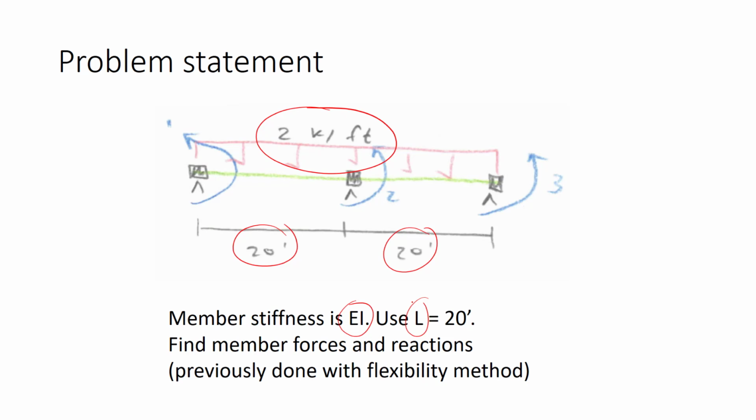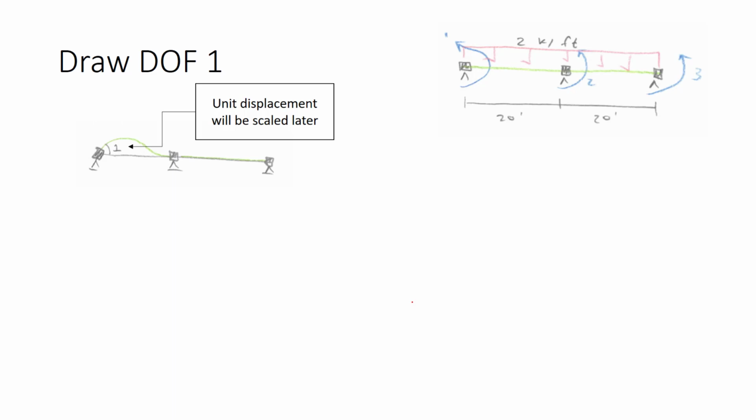Now this problem we've previously solved with the flexibility method. So if you go back to that problem, you'll be able to see the same problem being solved in a different way. Our first step in this method is to draw each of the degrees of freedom and determine the forces that must be acting at the end of the members to enforce that deformed shape. What I'm showing here is degree of freedom 1.